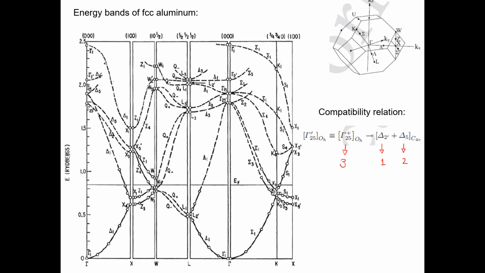The gamma 25 plus here splits into a delta 5 and a delta 2 prime. You can't really see the prime, but it's there. Okay, so let's study that in more detail now.